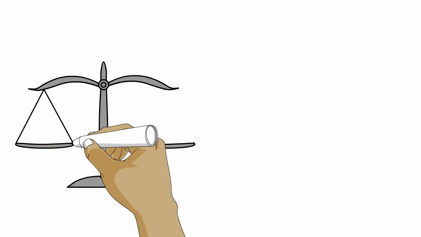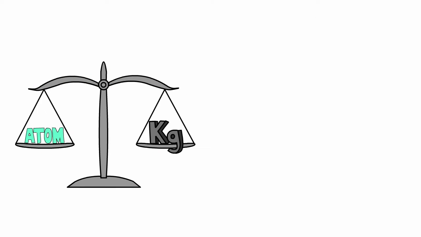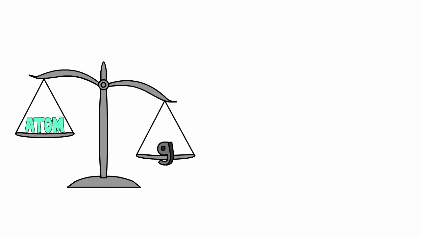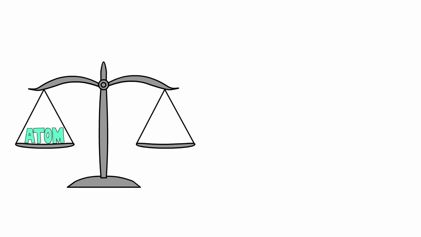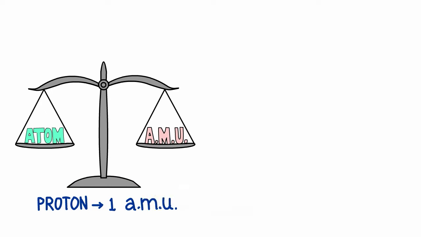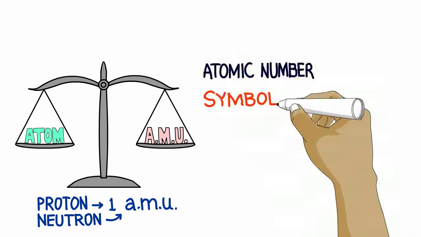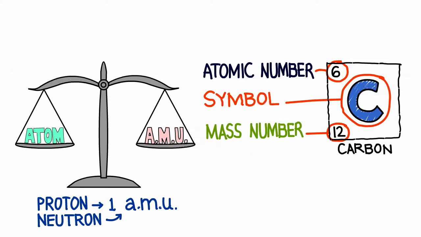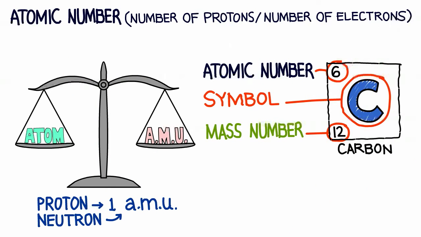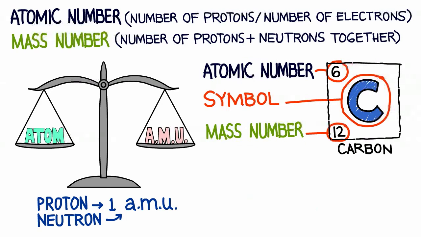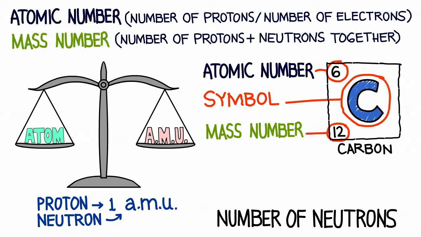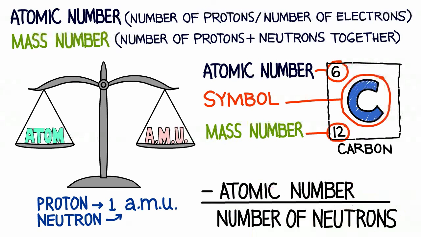Atoms are so light it is not convenient to express their mass in kilograms or grams, so we use a new unit of mass called the atomic mass unit, AMU. The proton has an approximate mass of 1 AMU, so does the neutron. The mass of the electron is so small we ignore it when calculating the mass of the atom. Just the number of protons and neutrons are added together. The number of neutrons in an atom can be found by subtracting the atomic number from the mass number.